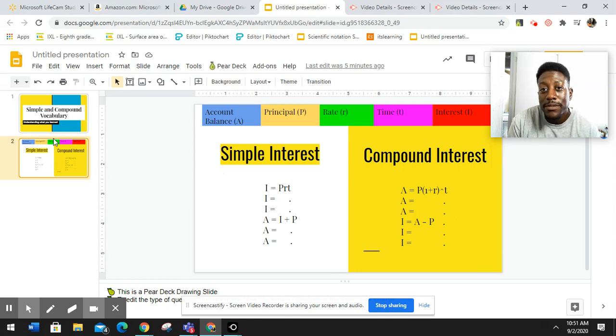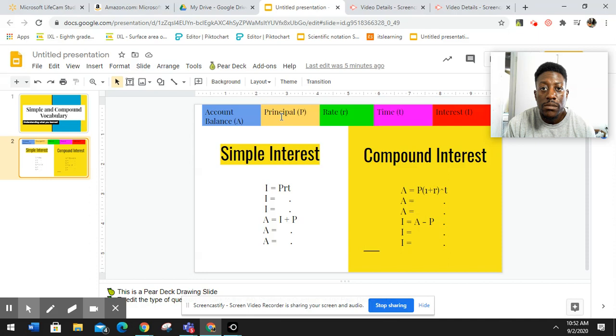Miss Chu? Okay, so these are the terms that we will see frequently in the equations. So first one would be account balance, which is defined by A. Now your account balance is typically the total amount of money that you generated after your interest or your principal. We also have principal, which is P. Now principal is initially the amount of money you start with.